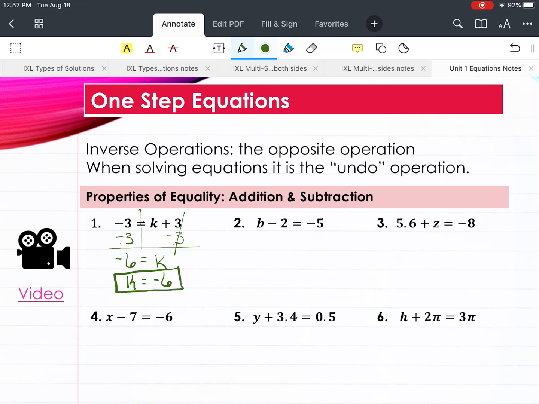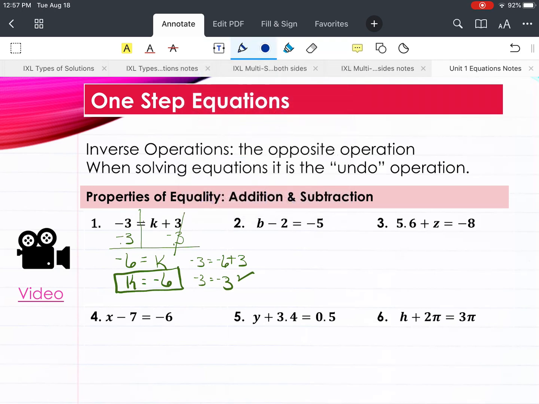And that's my answer. Now I could double check that. I could put that back in and double check to make sure I had it right. Does negative 3 equal negative 6 plus 3? I don't know, does negative 3 equal, what's negative 6 plus 3? They're different. One's negative, one's positive, so we're going to subtract, and 6 minus 3 is 3, and we keep the sign of the 6, so negative 3 equals negative 3, so that does check. That does work.